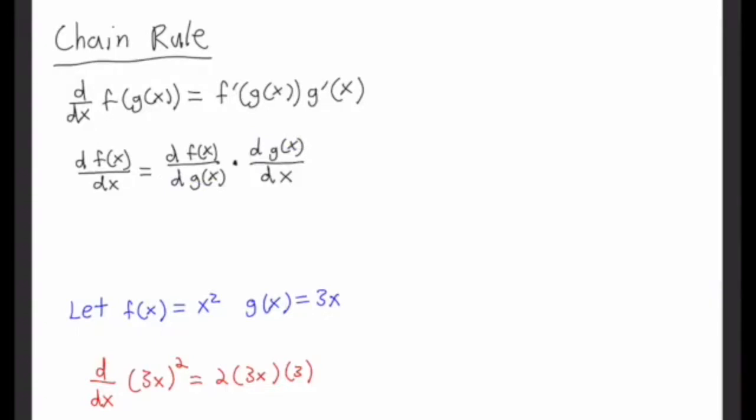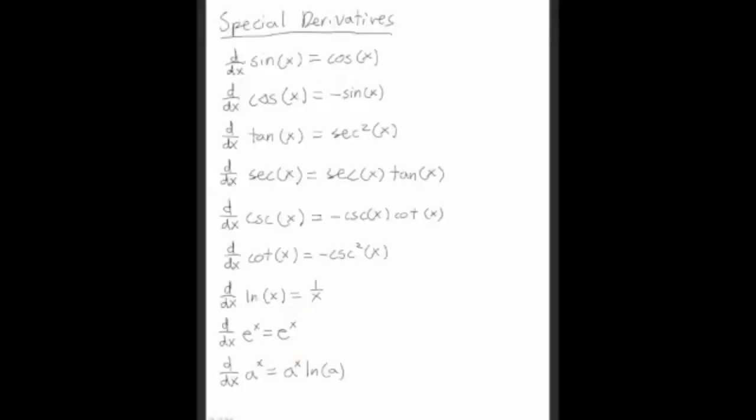So for example, f of x is x squared, g of x is 3x. Derivative of the quantity 3x squared is just a derivative using the power rule, so you bring the 2 to the front, so you get 2 times 3x, take the derivative of 3x, so that's 3.